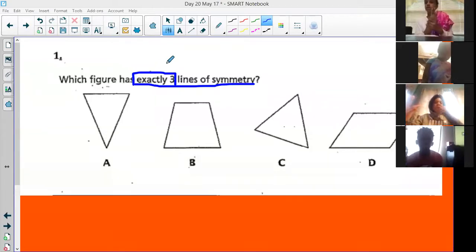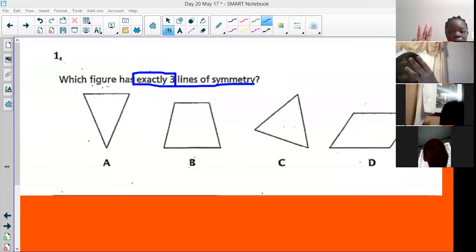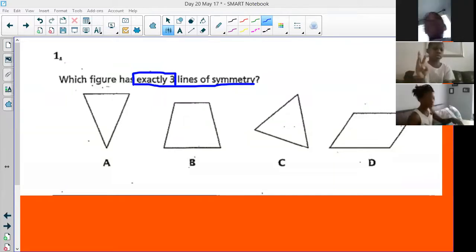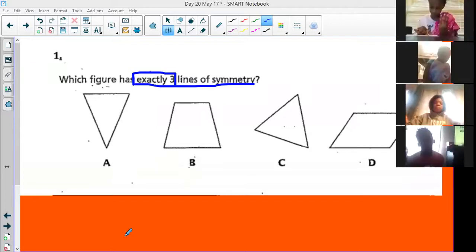I see Nehemiah's fingers, Adrian's fingers. Daniela's, Abigail's fingers, Tatiana's fingers. Still waiting on a few of y'all to show me. Braylon, I see your fingers. So we're looking for exactly 3 lines of symmetry, okay?